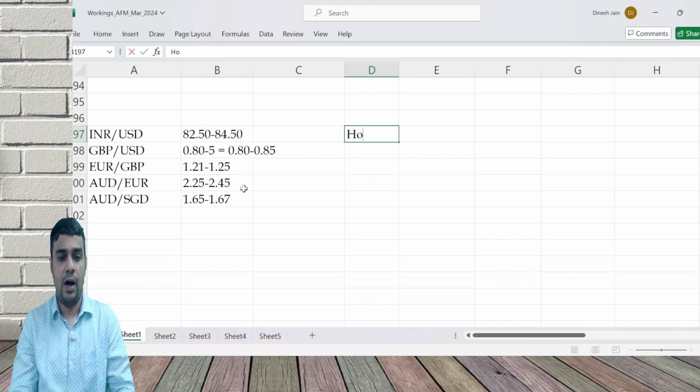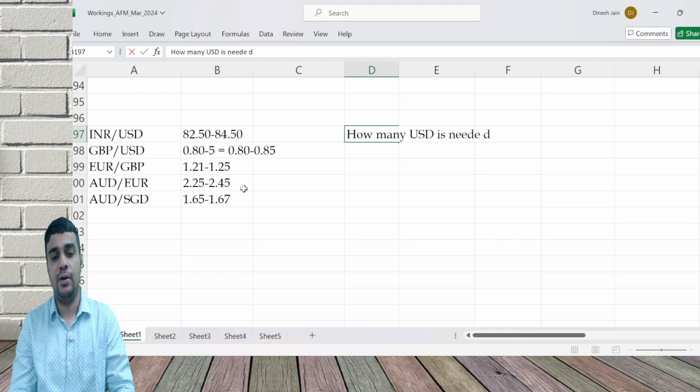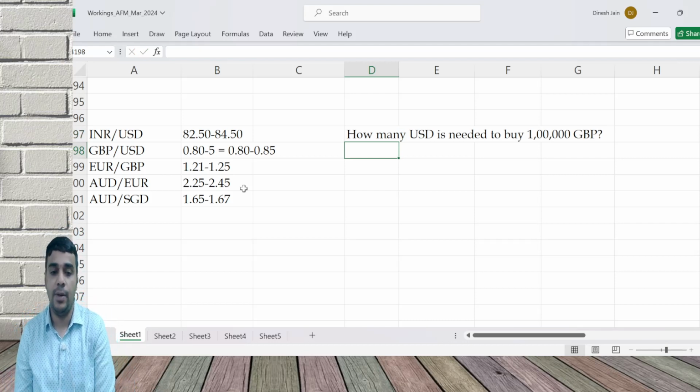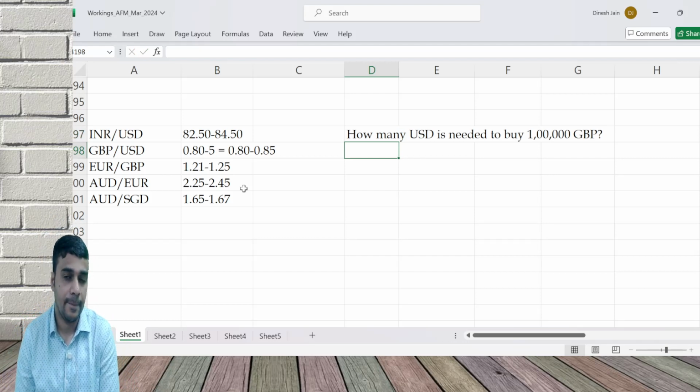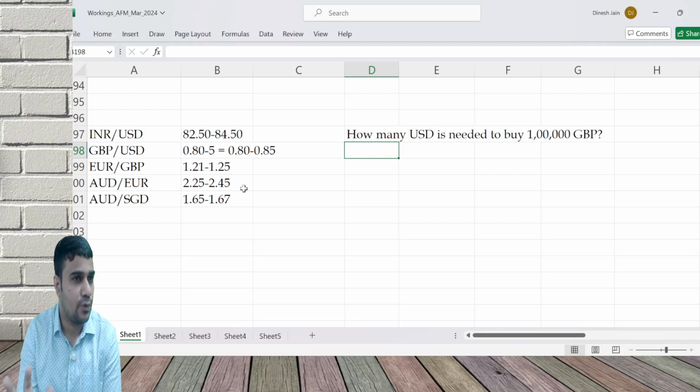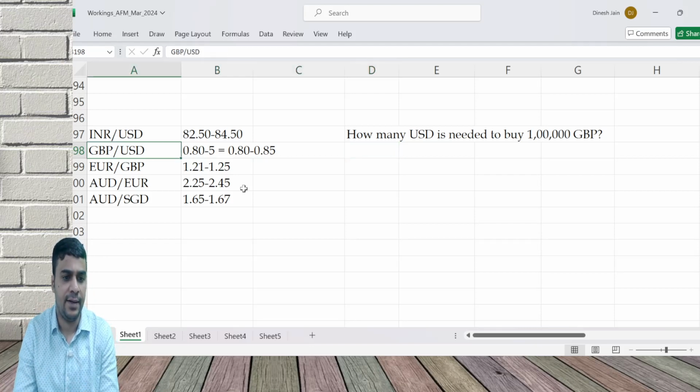First question is, how many US dollars are needed to buy 1 lakh GBP? How many US dollars are needed to buy 1 lakh GBP? This is a starting direct simple question. Now I'll tell you the challenges which students face in the exam. I have this rate here, GBP per USD. I need to buy 1 lakh GBP.